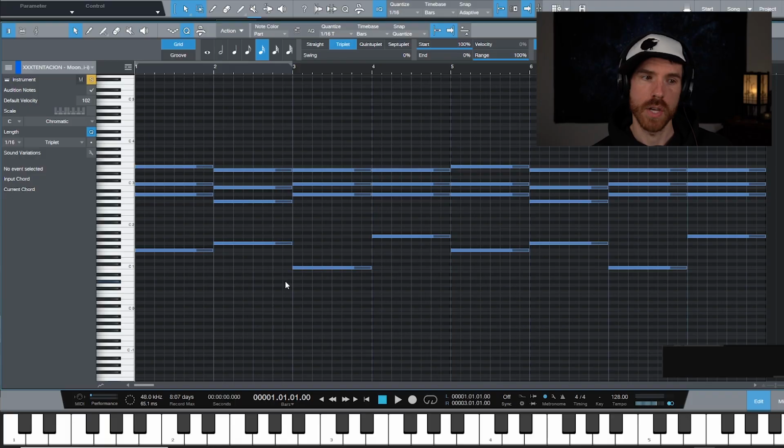Pretty simple stuff, actually. I think the main takeaway from something like this, for me anyway, is that I always like to recognize that simplicity pretty much always sounds good. Things don't need to be complicated. So don't be afraid to play simple chords.